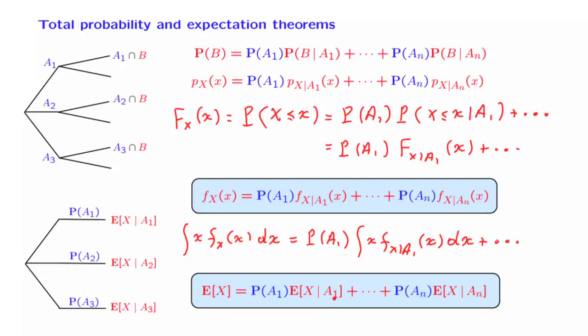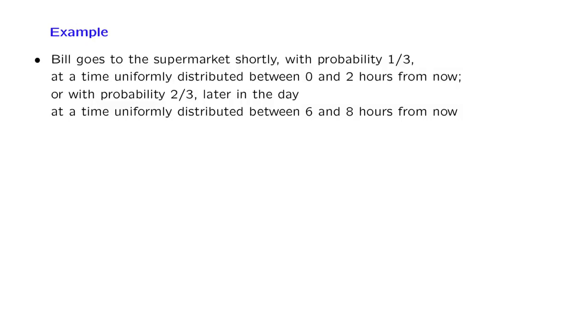It's exactly the same formula as we had in the discrete case, except that now x is a continuous random variable. Let us now look at a simple example that involves a model with different scenarios. Bill wakes up in the morning and wants to go to the supermarket. There are two scenarios. With probability 1/3, a first scenario occurs, and under that scenario, Bill will go at a time that's uniformly distributed between 0 and 2 hours from now. So the conditional PDF of x, in this case, is uniform on the interval from 0 to 2.